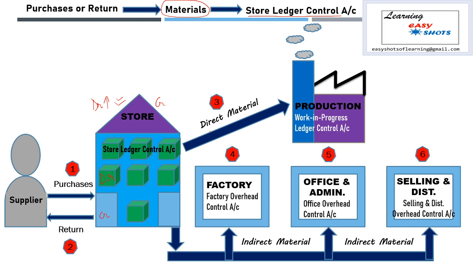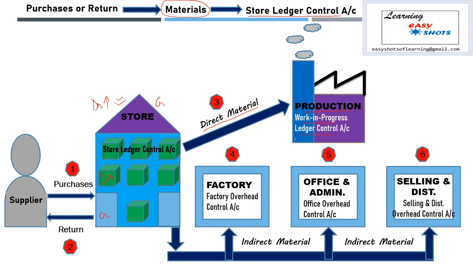Direct material is that material that is directly related with production. For example, when you are talking about wooden furniture, then wood is the direct material, and fevicol and screws are the indirect material in wooden furniture. When the direct material is transferred to production, we open an account which is known as WIP ledger control account for production.